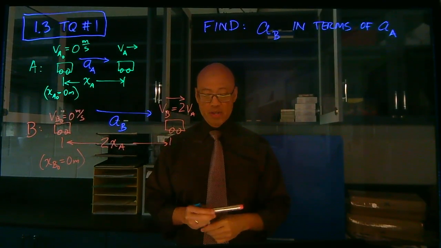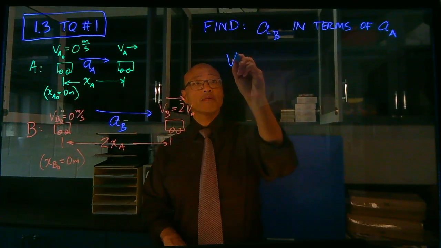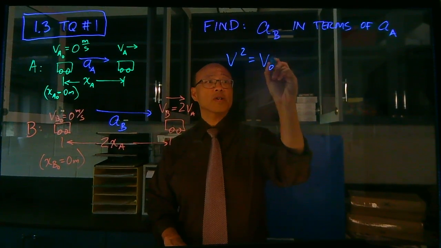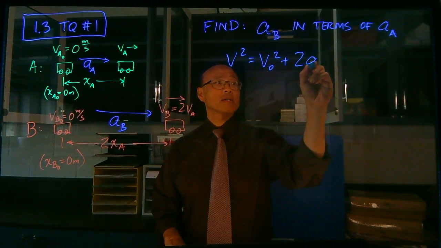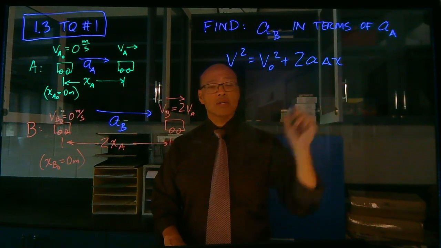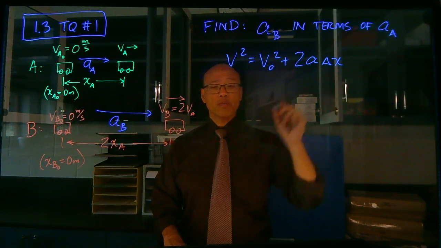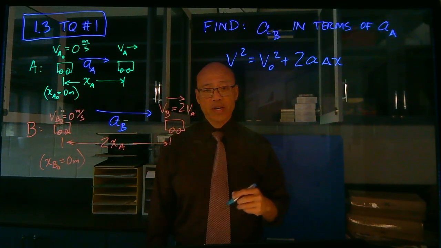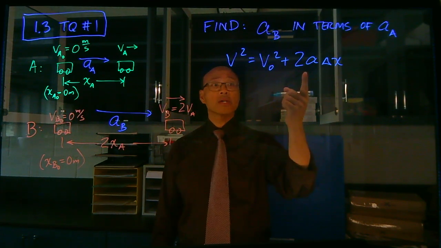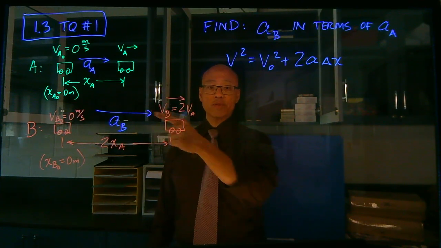So we have this equation: V squared equals V naught squared plus 2a delta x. Good habit, always write the equation in its most general format, in other words, the one off the equation sheet. Now I'm going to customize it for this problem.